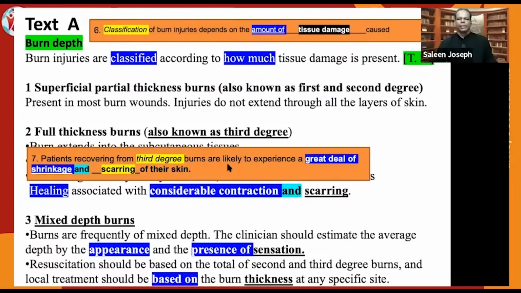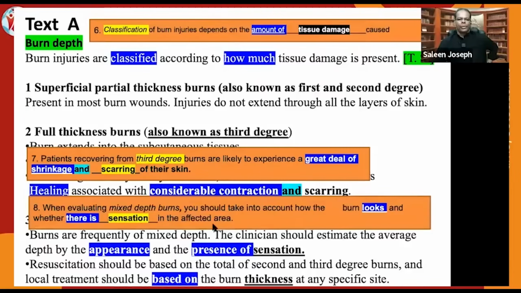Second one. Patients recovering from third-degree burns are likely to experience a great deal of shrinkage and scarring of their skin. Third degree. Where is third degree? Immediately, as you see third degree, you just come here. Number 2. Yes, this one. So immediately you come here to find the answer. Patients recovering, healing. Synonym used is recovering. From third-degree burns are likely to experience a great deal of shrinkage, considerable contraction, and scarring of their skin. Usually, and or conjunctions they test you.